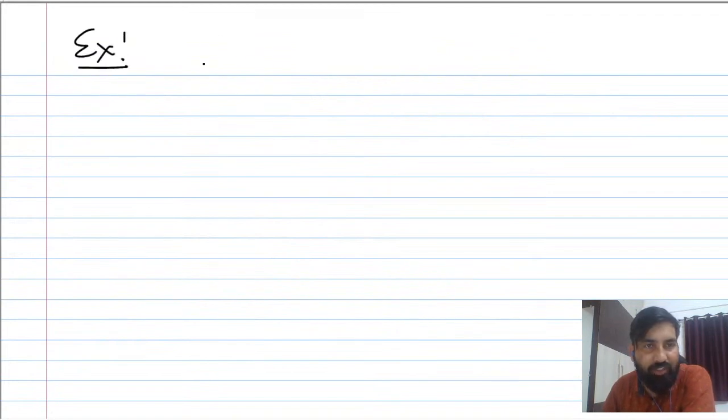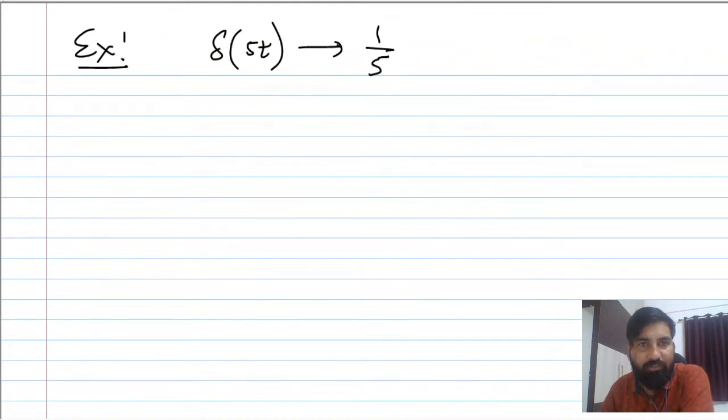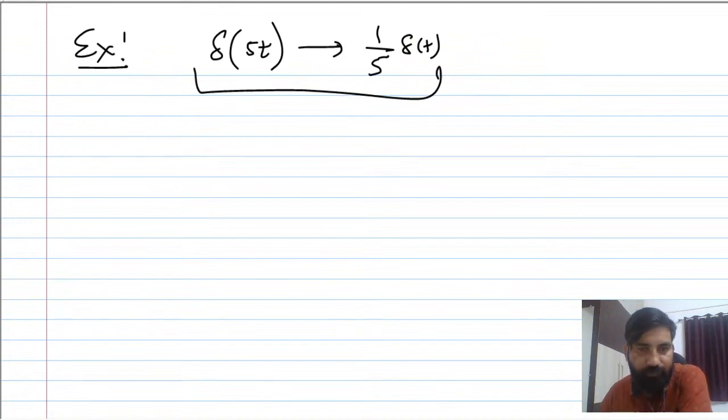Let me take one example here. Suppose they have written delta of 5t. So what will be equivalent here? It will be 1 upon 5 delta t. You can always write like this. This is a very, very important property, the time scaling property. I hope this makes sense.